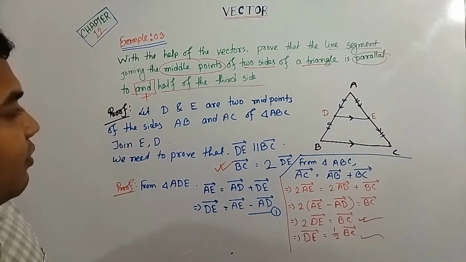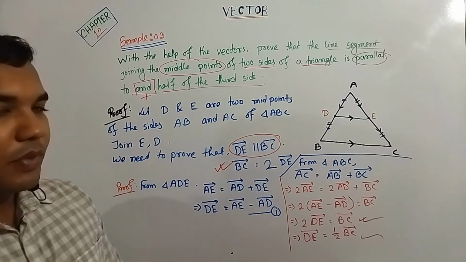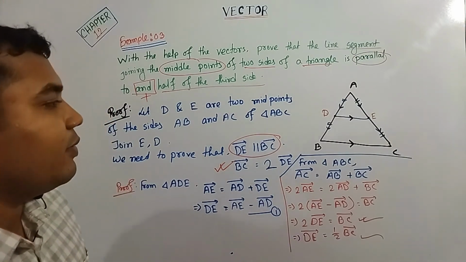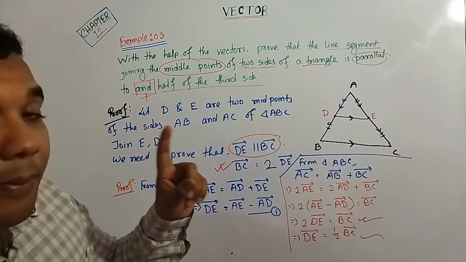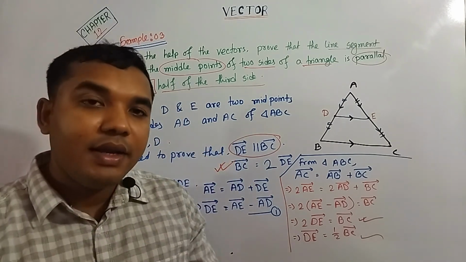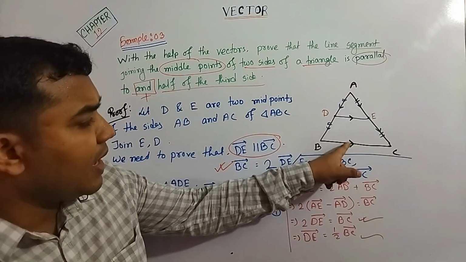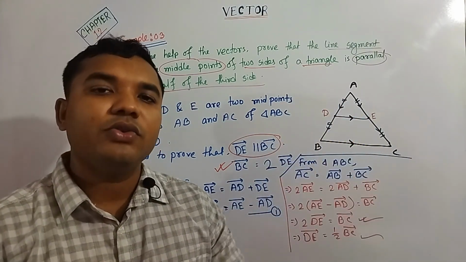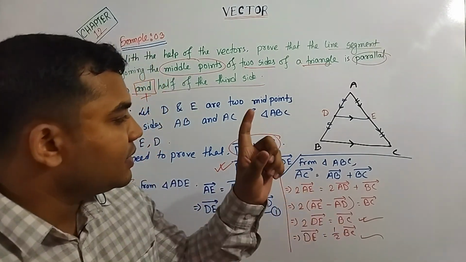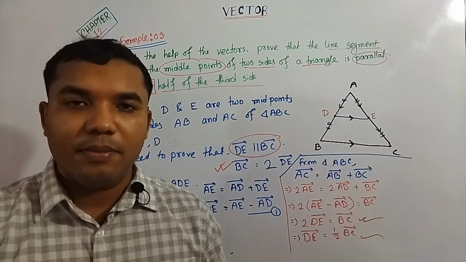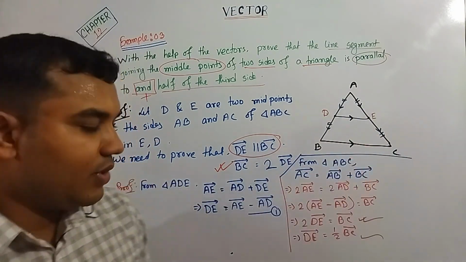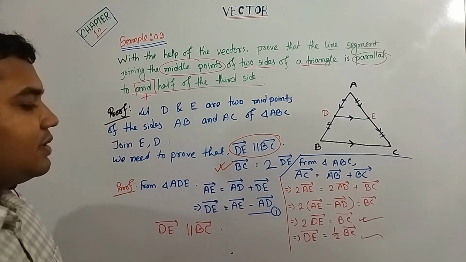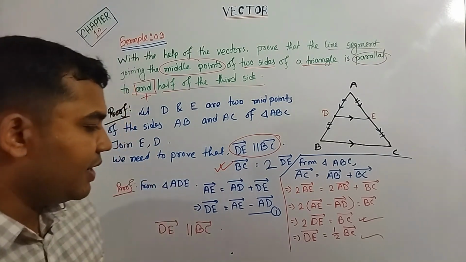But one thing we still have to prove, that these two are parallel. Here you just have to write a comment. We already know a support line must be the same line or a parallel line. Do you think these two are the same line? No, these two are not the same line, so they must be parallel. So DE is parallel to BC. Hence we can prove this theorem very clearly.